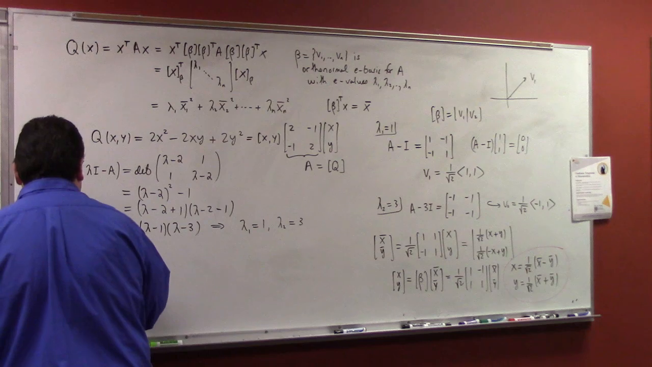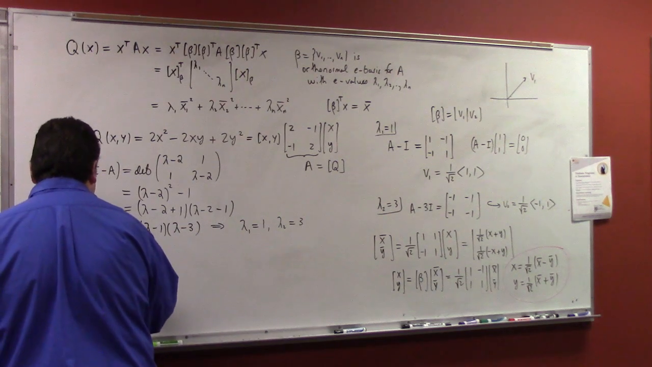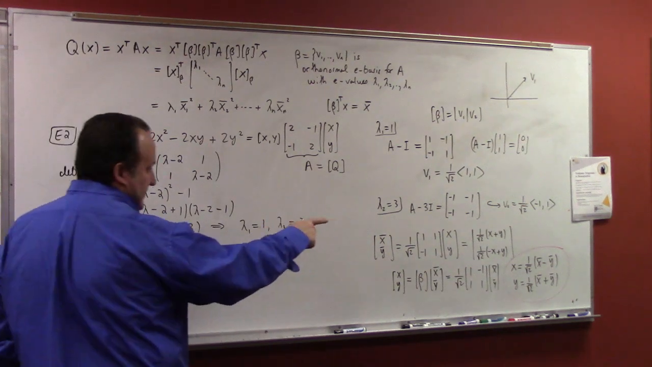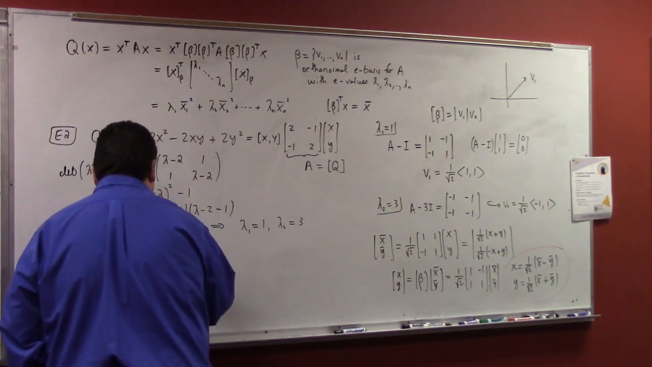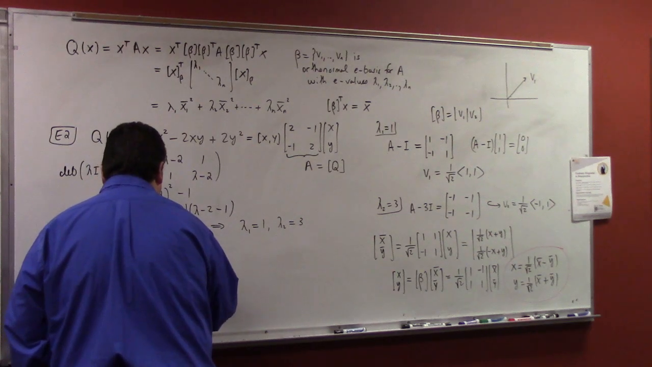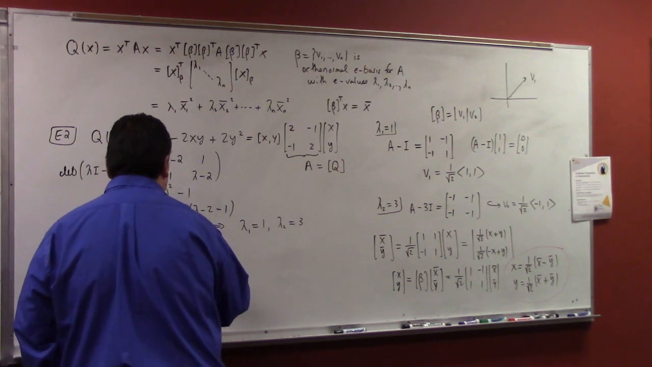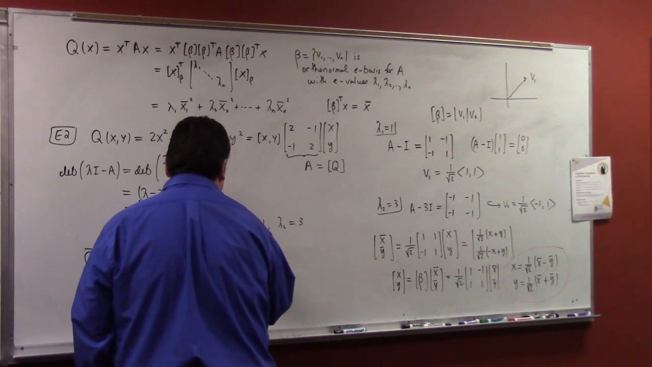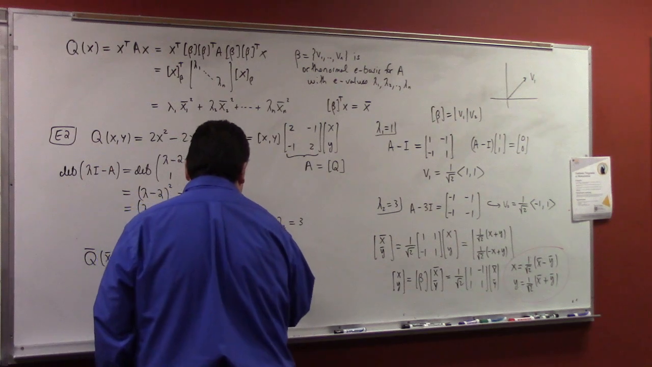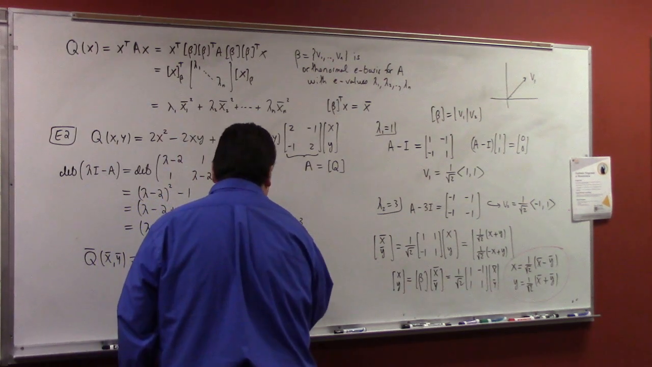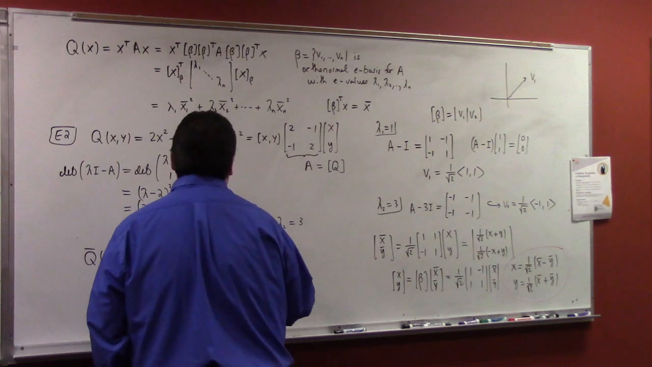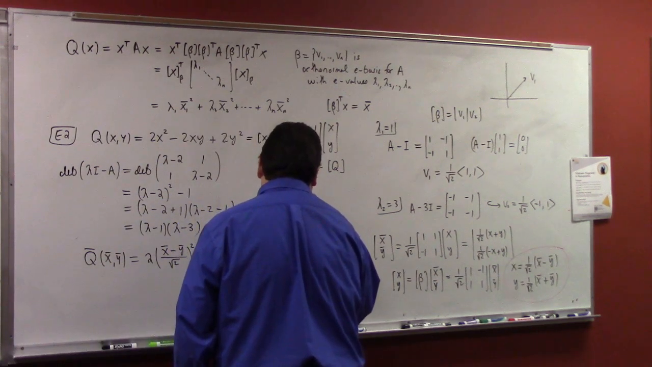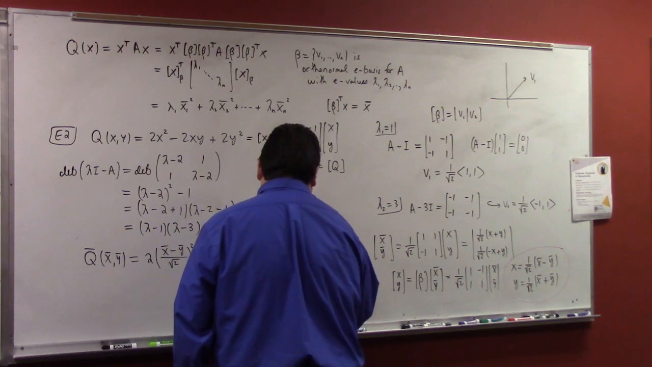I can calculate q bar, if you like, of (x bar, y bar), which would be 2 times, I square my x, so I've got (x bar minus y bar over root 2) squared, right? And then minus 2 times (x bar minus y bar over root 2) times (x bar plus y bar over root 2), lots of root 2's in here, and then plus 2 times y squared, which would be (x bar plus y bar over root 2) quantity squared.